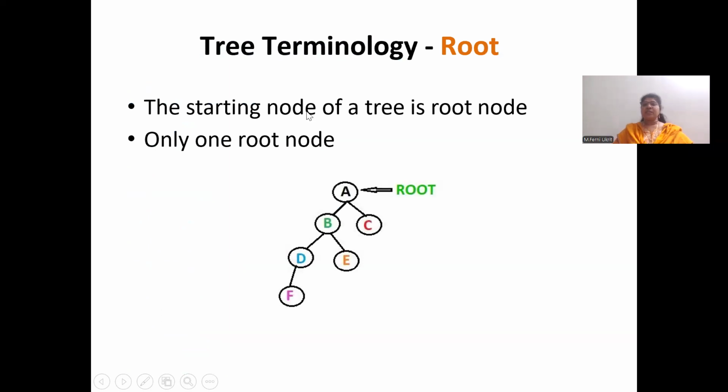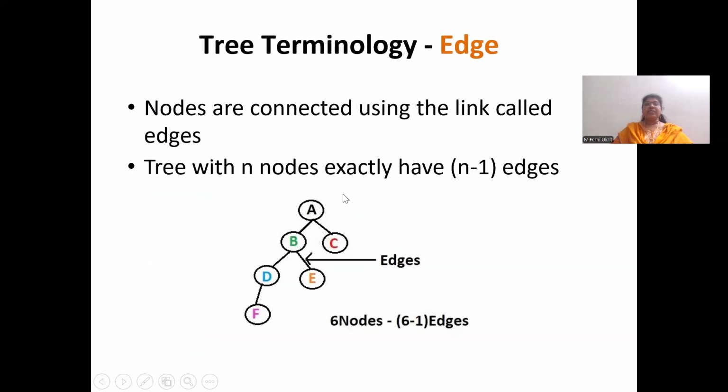First we will see the tree terminology, root. The root will be the main starting node of a tree, and there will be only one root. This is the root node A, followed by many other branches. A is the root and that will be the only root. And edges: normally you can see there are so many edges here. Nodes are connected using links, and whenever there is a link, it is called an edge. A leads to B and C, B has D and E. So these are the edges.